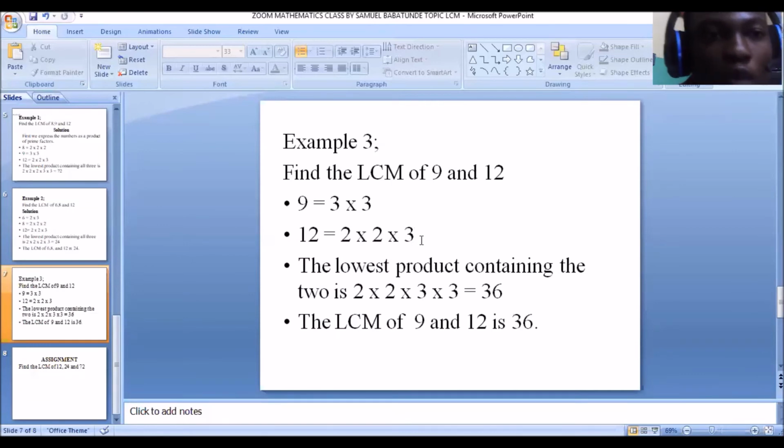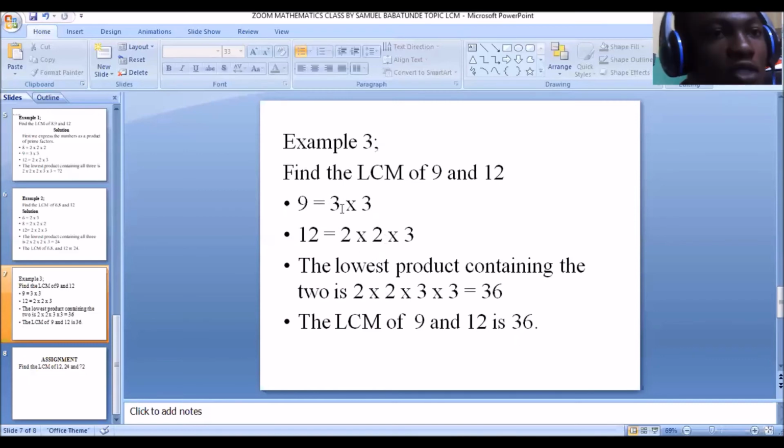We are looking for the lowest product. Then you have another 3. Now you see that this 3 is only found there and not found there. So you have to include it. Had it been there's another 3 here now, you just have to put only 1. Likewise, had it been there's a 2 here now, and we have this 2 here also, it will still be 2 times 2. It won't be 2 times 2 times 2 because the 2 is already common.